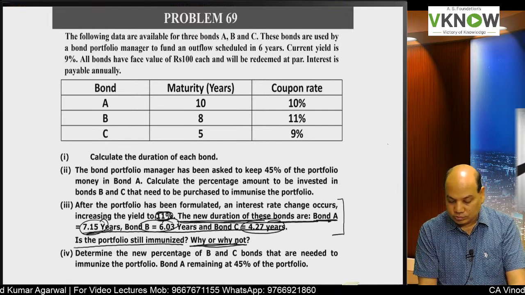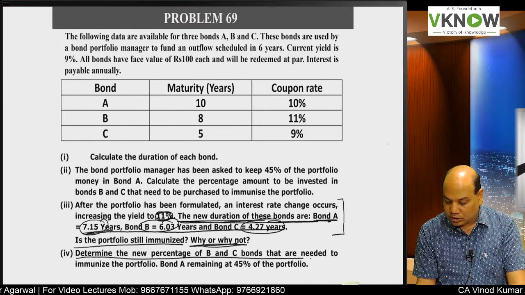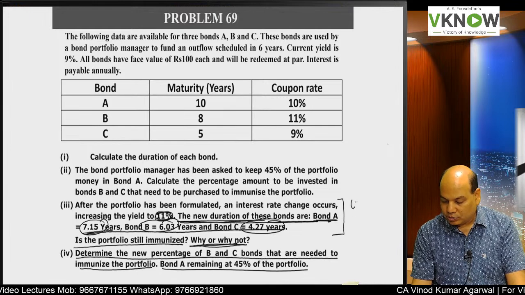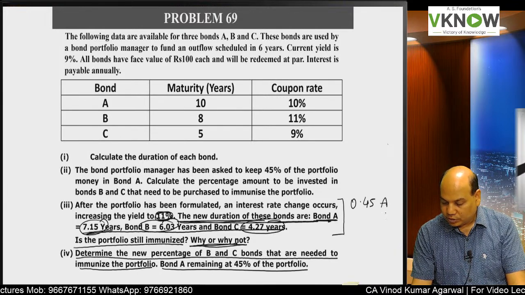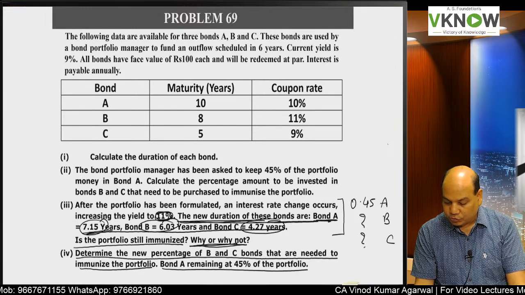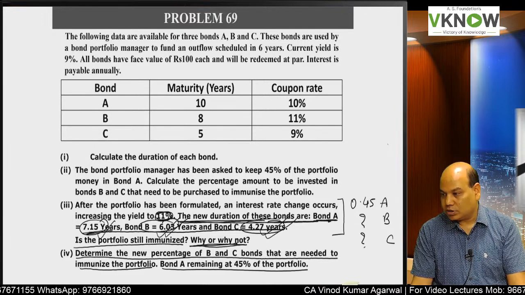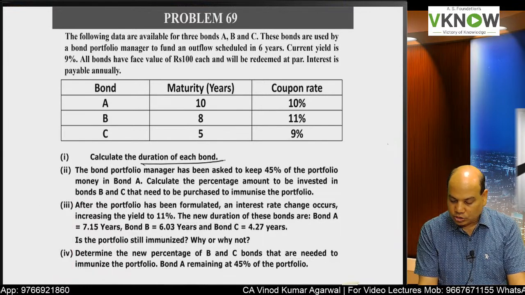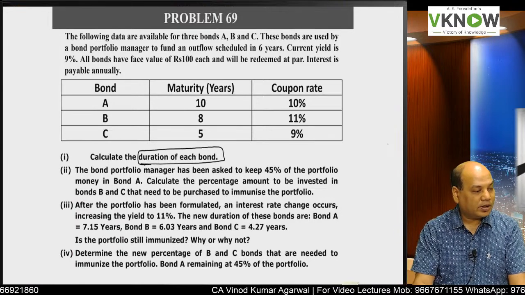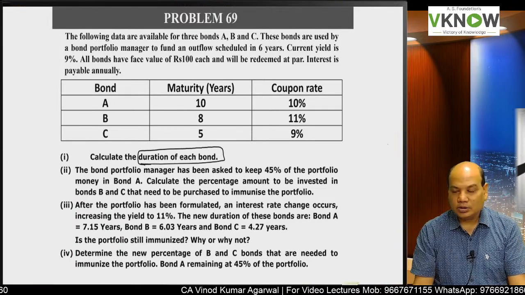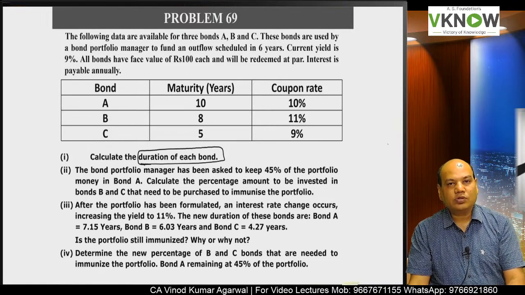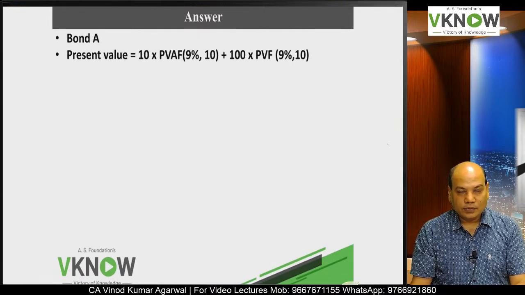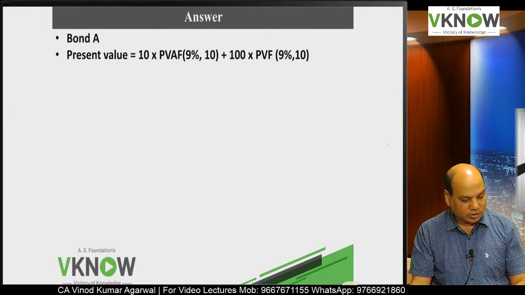If your answer is no, determine the new percentage of bond B and C that are needed to immunize the portfolio, with bond A remaining 45%. So you just have to do reworking. Bond A will be 45, and bond B and C you have to find out with the help of this revised duration. Now you can compute the duration of a bond in two ways: one is by preparing the tabular format, and the second is by applying the formula. We have already solved so many questions by tabular format, so let us try to solve by the formula method and see whether we get the same answer.